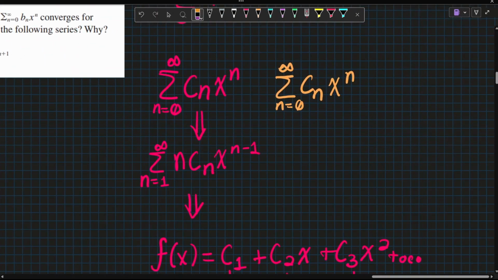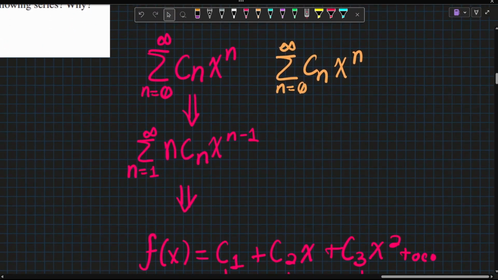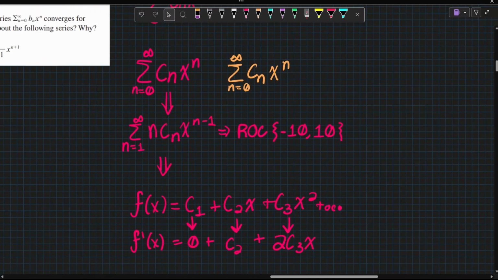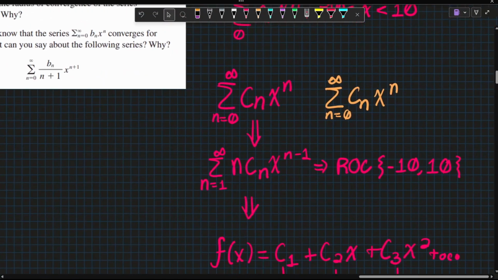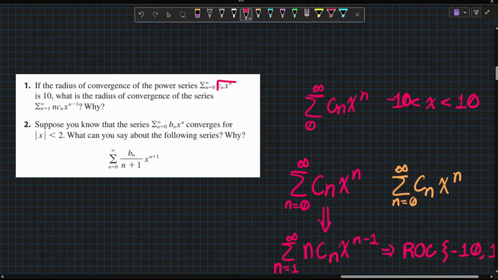Now, what else can we say? We also know that the radius of convergence of the derivative of a series, and also the integral, is the same, which means it has a radius of convergence between -10 and 10. I'm going to remove these brackets because we don't really know what happens at the edge points. And the main concept that this is testing is that you recognize this series is the derivative of this, or the derivative of this is this.